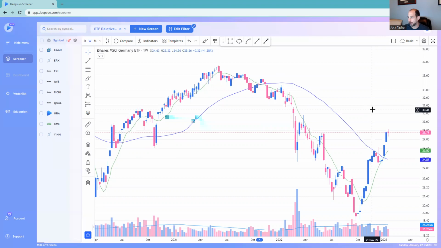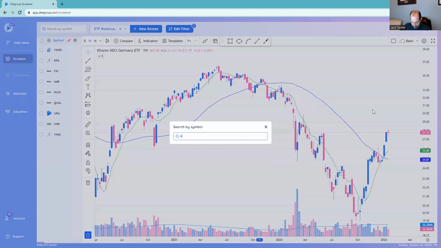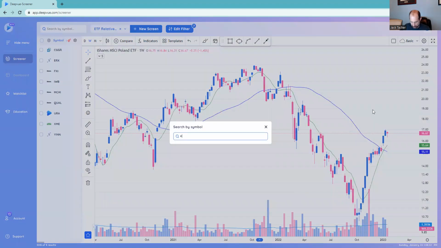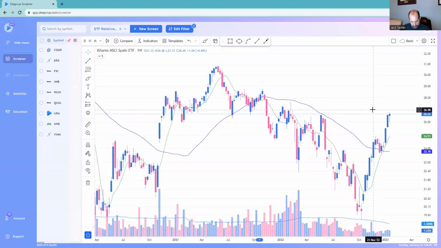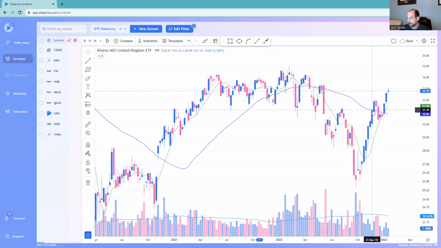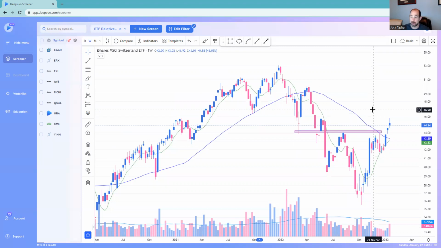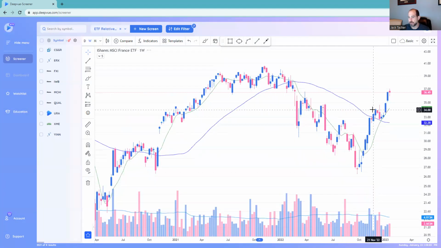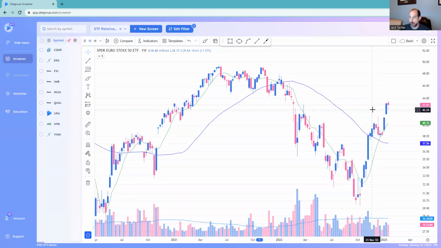Let's see what else is a good one here. Let's look at Poland, EPOL. That one's working, right? So a lot are working. Spain, EWP, working. EWU is UK, working, right? EWL, Switzerland, about to start working. I mean, technically not yet, but it's there. So a lot of these, EWQ is France. Let's see, France working. So you see, it's working, right? And so FEZ is a great proxy, I think, or at least a pretty good proxy for that trade. So FEZ is working.